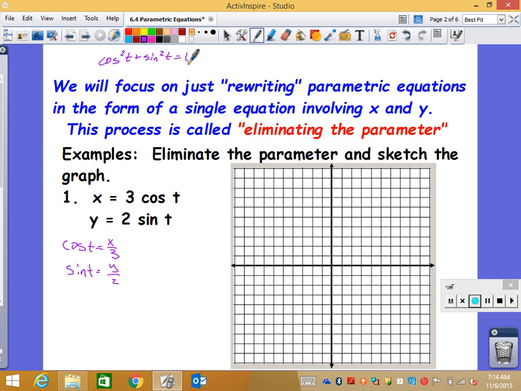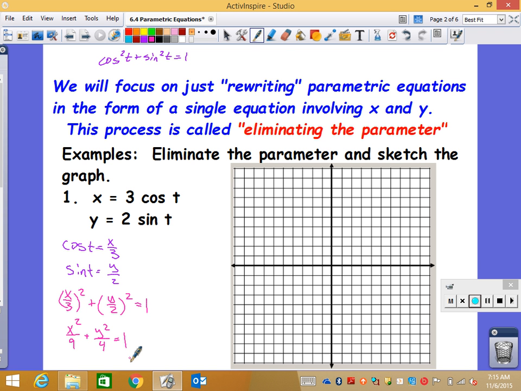And now I'm going to dump in x over 3 and y over 2 where I see my cosine and sine. So when I do that, I have (x over 3) quantity squared plus (y over 2) all squared equals 1. Now we can simplify that down a little bit to x squared over 9 plus y squared over 4 is equal to 1.